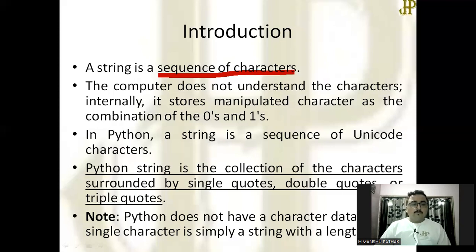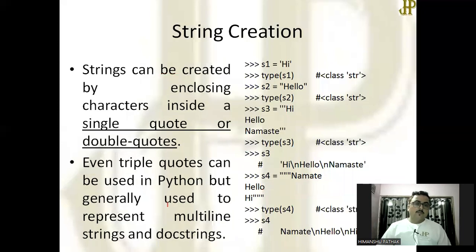So a Python string is a collection of characters surrounded by single quotes as well as double quotes, and in some situations triple quotes are also used. You have to note that Python does not have a character data type like the C language. A single character is simply a string with a length of 1 in Python. Okay? Clear? So, how to create a string?